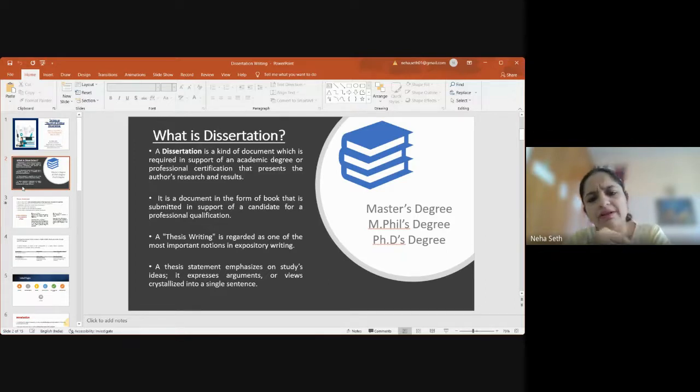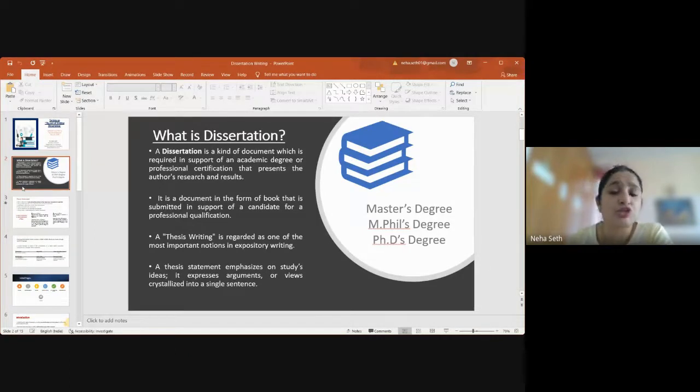Okay, but we will take briefs about the master's degree and MPhil degree also, that is, how we frame the dissertation for master's, MPhil or PhD degree. The size is different, the type of work that we do for different types of degree may be different, but the basic structure for all the dissertations will remain the same. Basically, it is a document which is required to be produced for any kind of degree that you want to get, be it master's degree, MPhil degree, or doctoral degree.